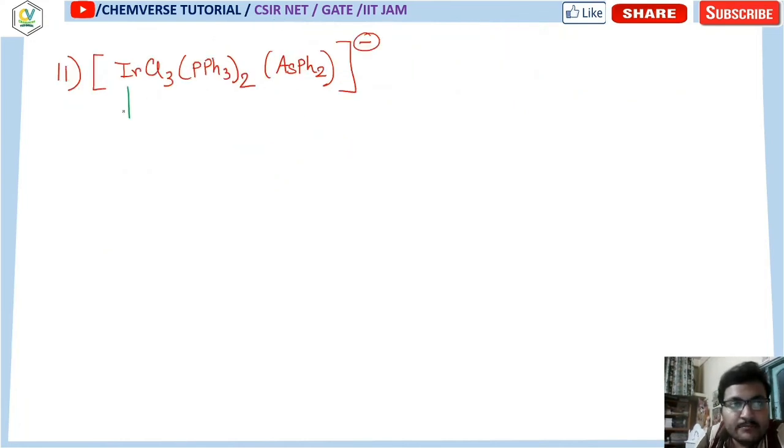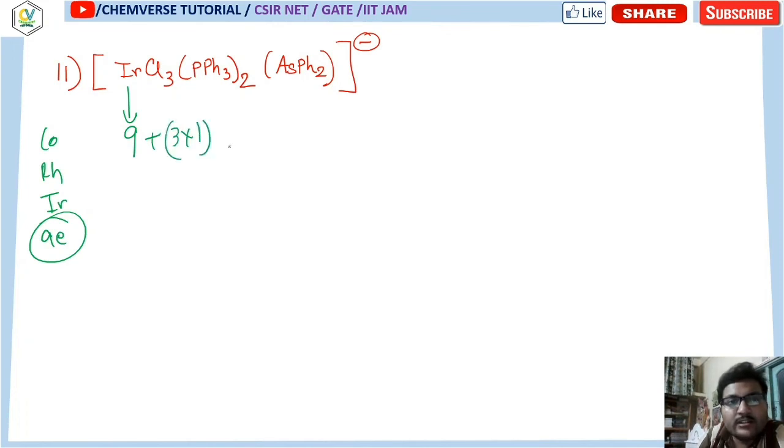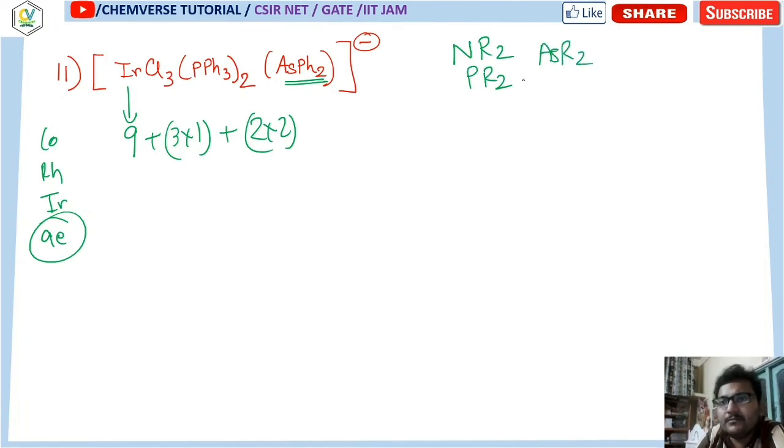Look at this. Iridium. Iridium means cobalt, rhodium, iridium group. So 9 electrons. It has 9 valence electrons. 3 chlorine means 3 into 1, 1 electron each. PPh3, 2 electron donor. So 2 into 2. And AsPh2, it is nothing but like your NR2. NR2, PR2, AsR2. Remember, these are all 1 electron donors. So there is one AsPh2, so that is 1.